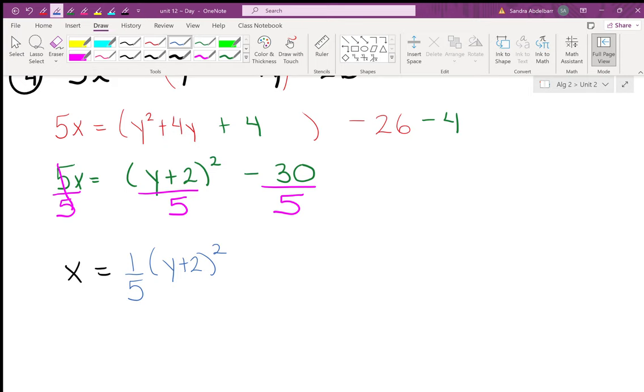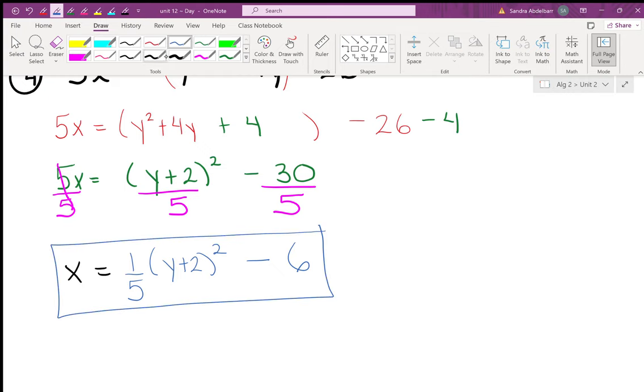You got it. This way, we recognize what A is. What is our A here? 1/5. Okay, that's why we are now assigning A as a number. And then minus, and 30 divided by 5 is 6. All right, next one.